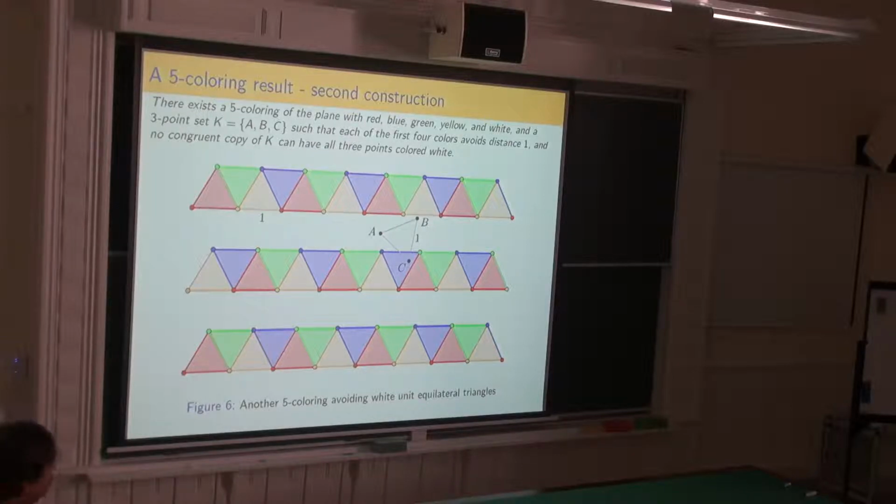5 coloring of the plane, 4 of the colors avoid distance 1. Find a non-equilateral triangle that cannot appear monochromatically in the 5th color.